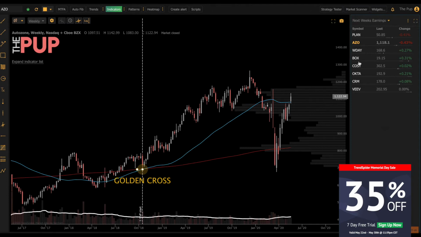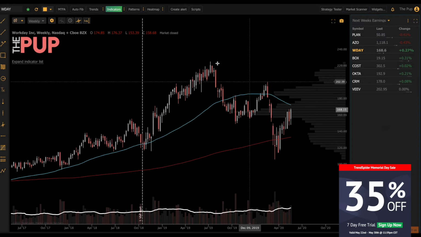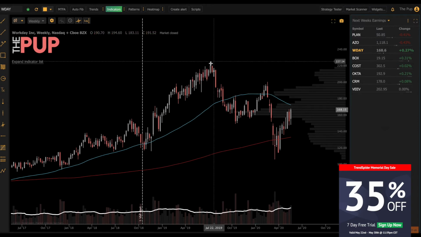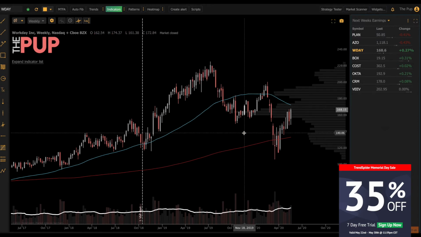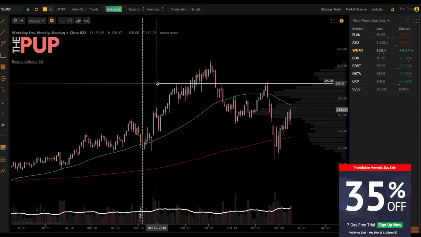All right, so now let's take a quick look at Workday. Again, very similar pattern here. Pre-coronavirus pandemic. Now we have the sell-off. Actually didn't sell off as hard. It looks like we had a nice bounce up over here to this 200 psychological resistance level. So that's another thing we could talk about. Round numbers tend to be psychological barriers.